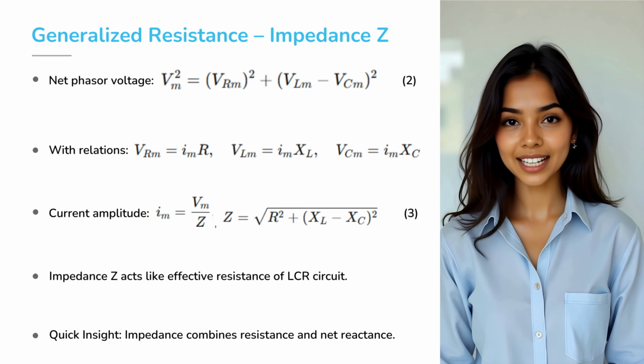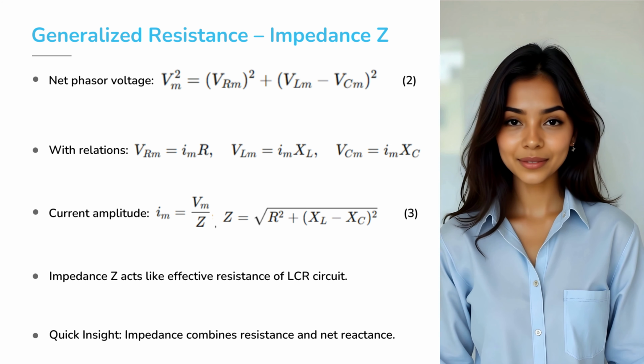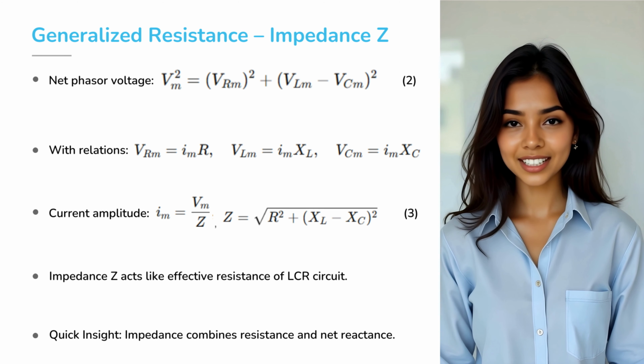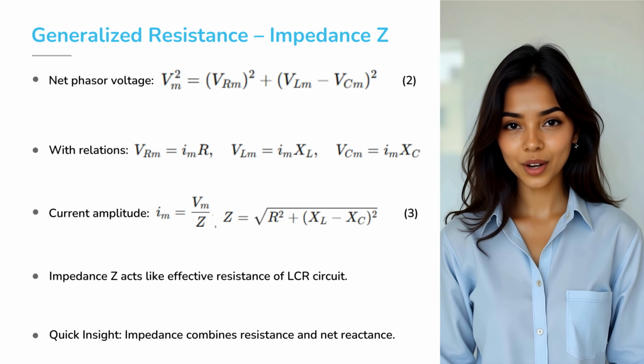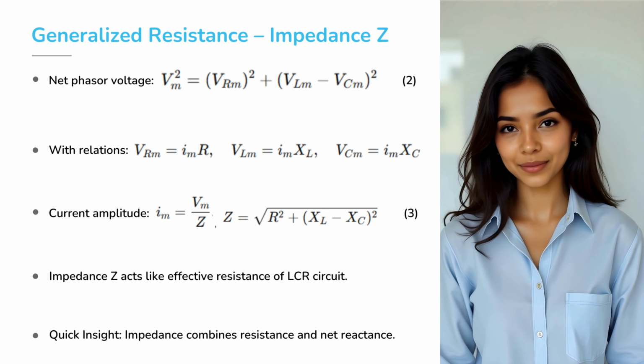So impedance Z acts like the effective resistance of the entire LCR circuit. Quick insight, impedance combines both resistance and net reactance into a single powerful tool, making AC circuit analysis far easier.